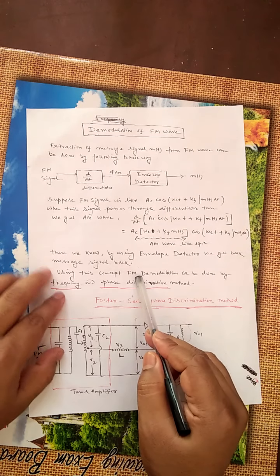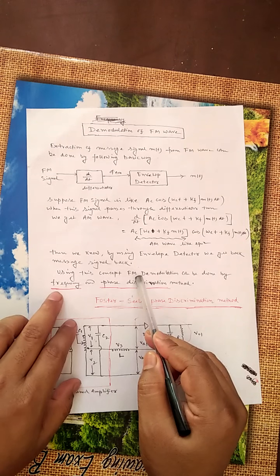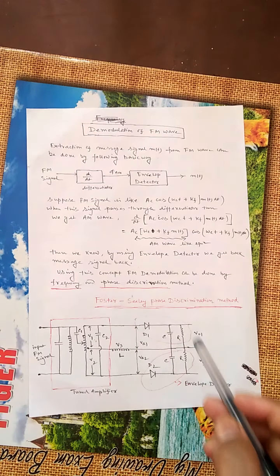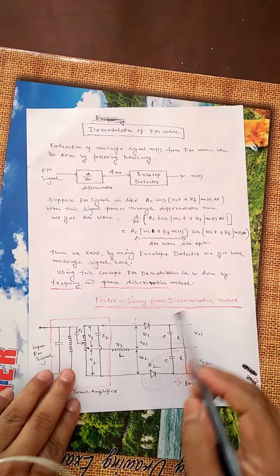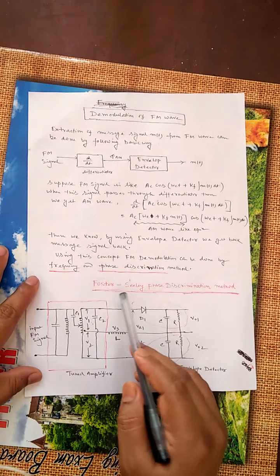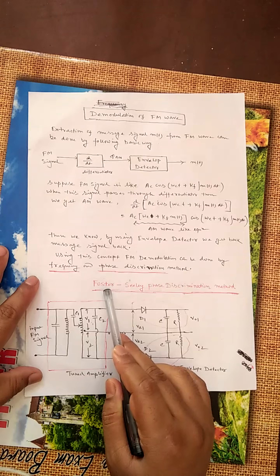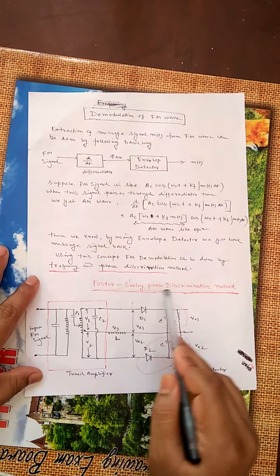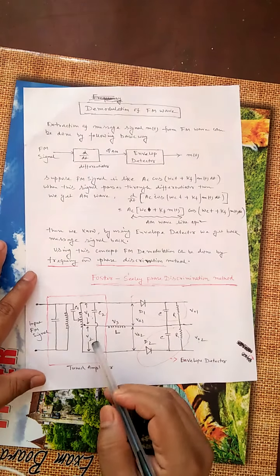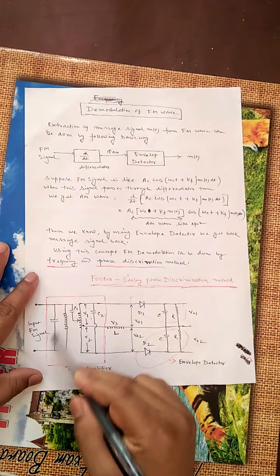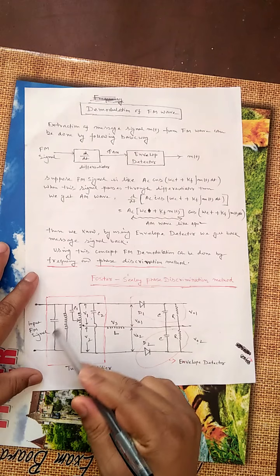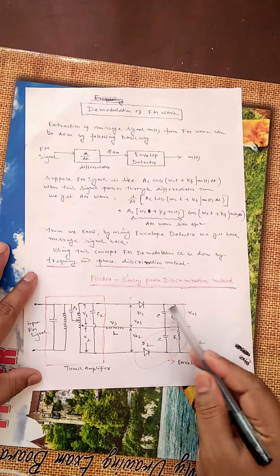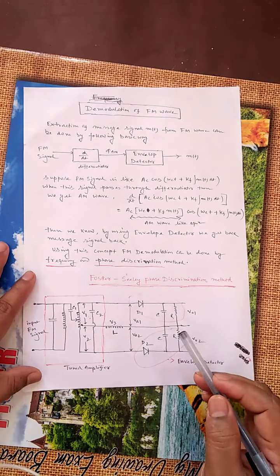FM demodulation is basically done by two types of process. One is the frequency method and another is the phase difference method. Here we will discuss the famous Foster-Seeley phase discrimination method. In place of the differentiator, we use a tuned amplifier in the first portion. Then we apply the envelope detector. Two envelope detector circuits are there.